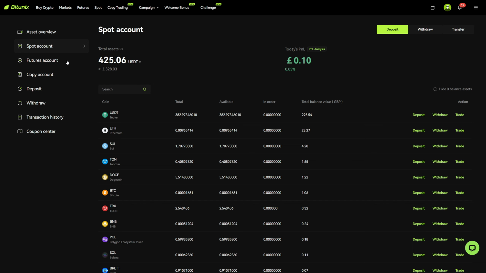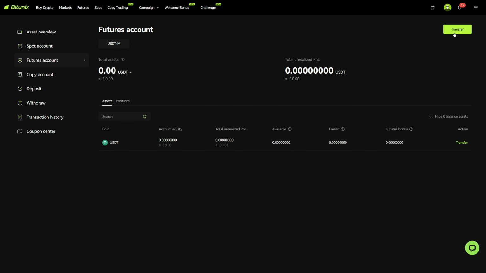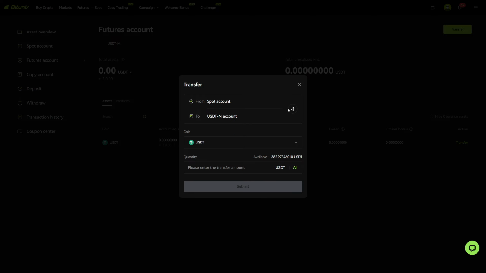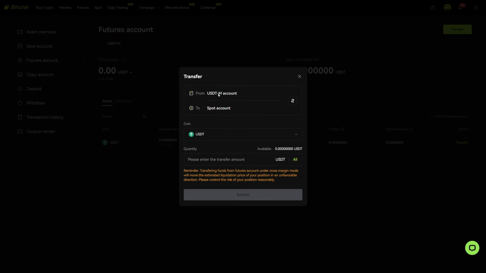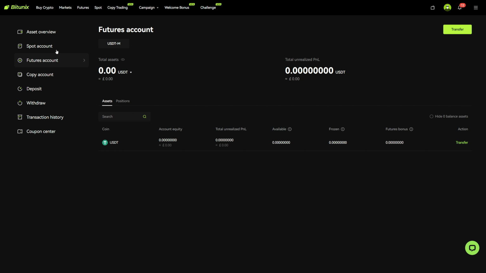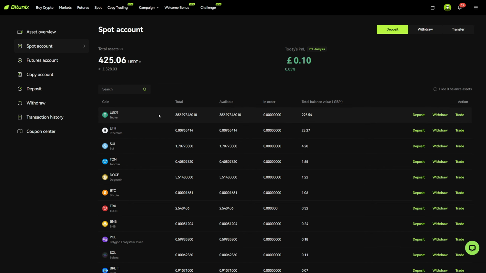If you have funds in the futures wallet, simply click on transfer right here and then select from the USDT-M account to the spot account, in case you have money there, and then transfer USDT to the spot wallet. I have USDT right here in my spot wallet, 382 USDT, so I can start copy trading right away.